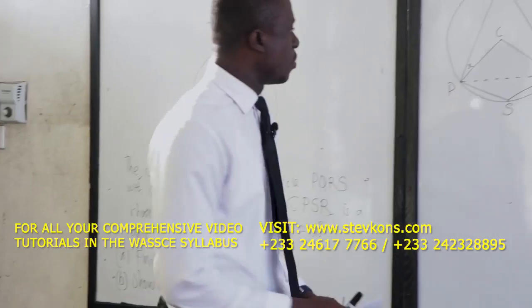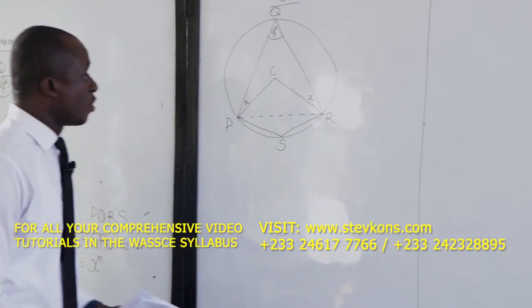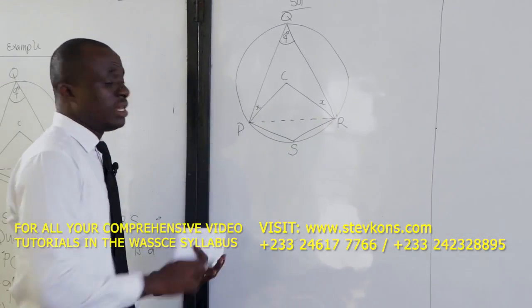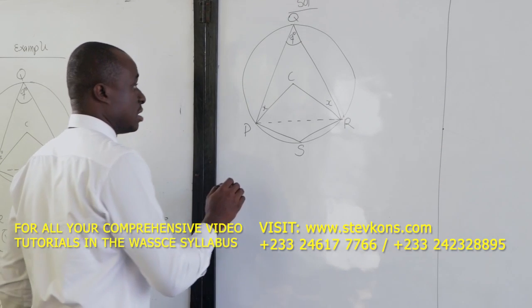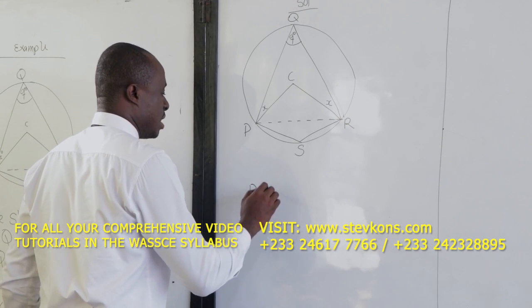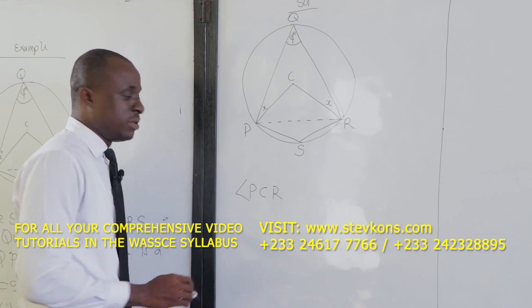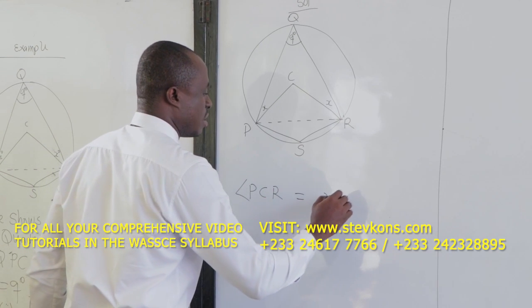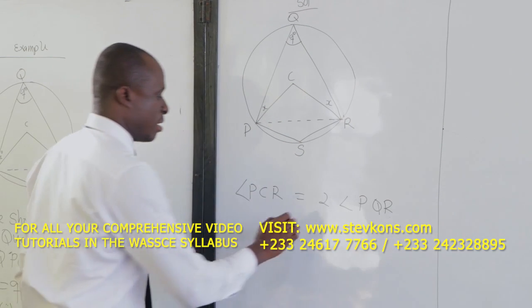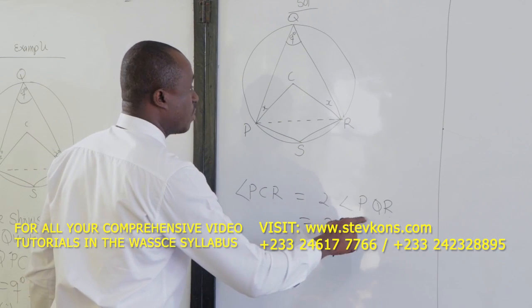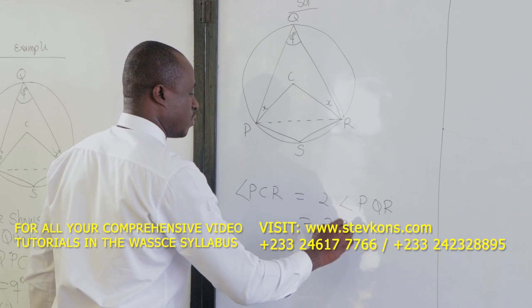Okay, so let's redraw. That's what we have over here. Now, C is the center. It's given to us as C being the center. So because C is the center, what can we say? PCR, that is angle PCR, is equal to 2 times angle PQR. Now, what is PQR? PQR is Q, so you have 2Q.